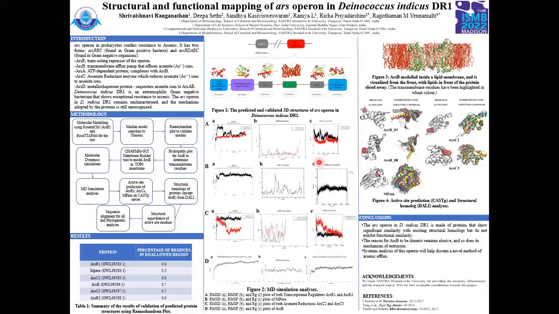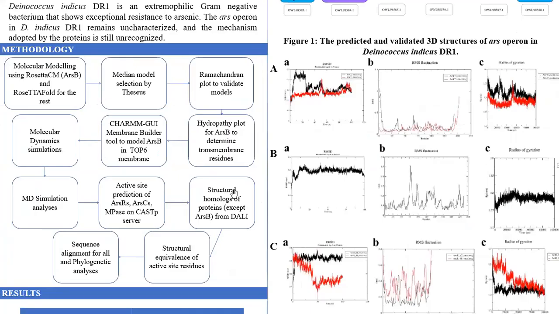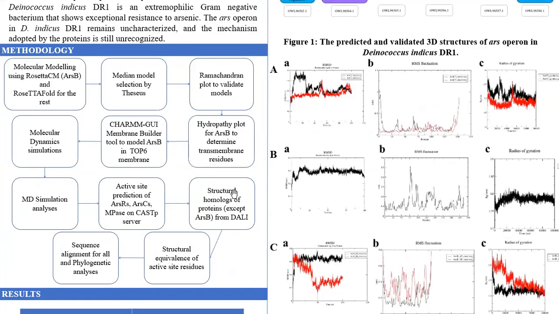The methodology we adopted is as follows. We first modeled the proteins, ARSB using the comparative modeling approach in the Rosetta server, and the other proteins using the deep learning approach called RoseTTAFold. A median model for further analyses was selected using the Theseus software. The models were validated using Ramachandran plots.